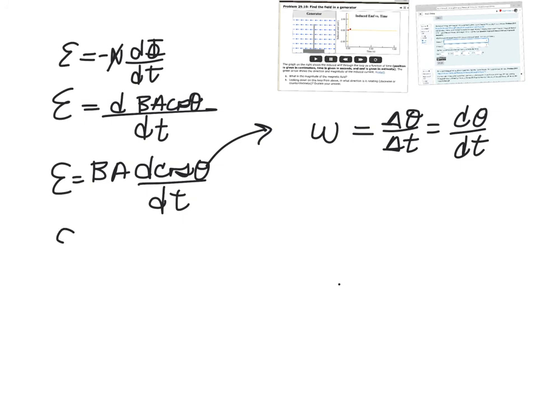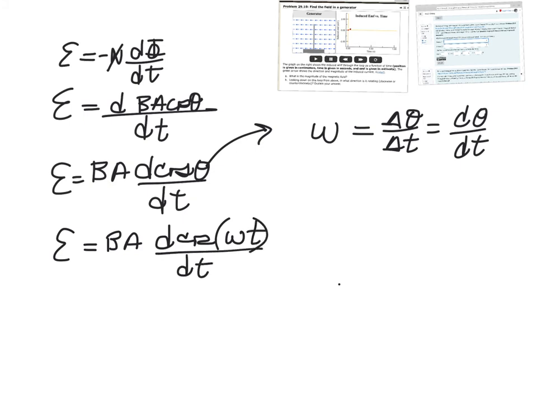And so now we can rewrite this as BA d cosine omega t by dt. And then when we take the derivative of that, we get that E equals BA sine of omega t times the derivative of that argument. So the derivative of omega t by dt is omega. And then we're left with the sine of omega t. And there's a negative sign here, but we don't need to worry about that.